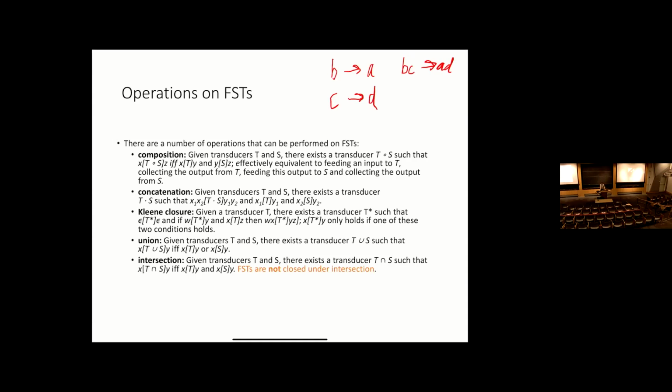And then there's Kleene closure. Basically, it's like the Kleene star operating on transducers. Union, which is important for you.